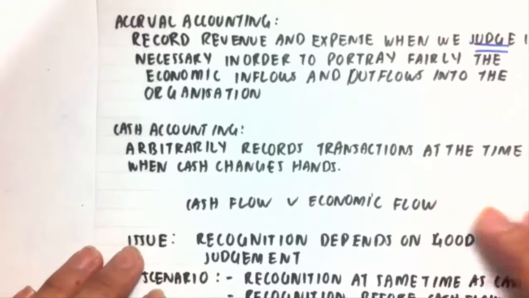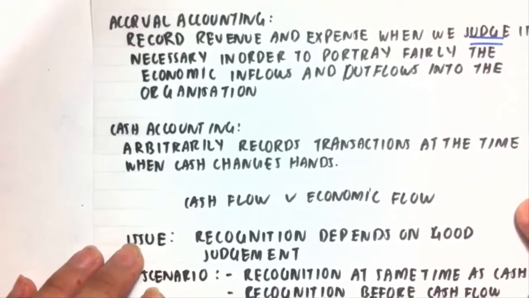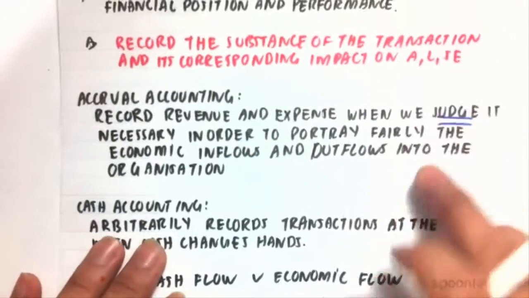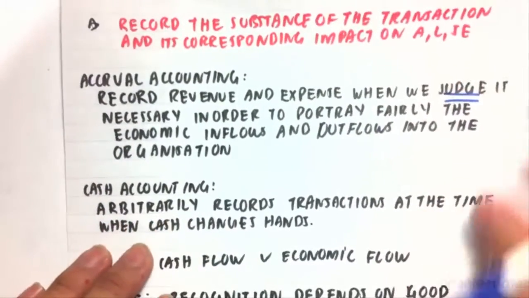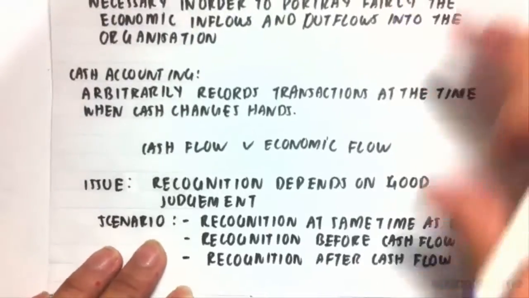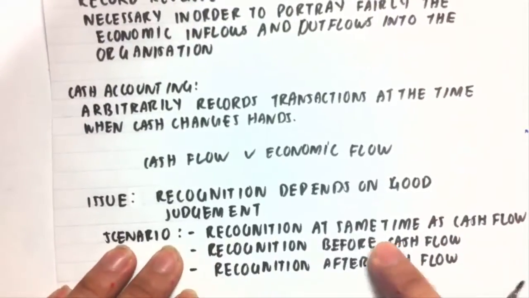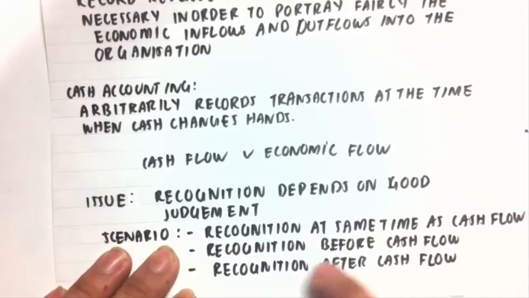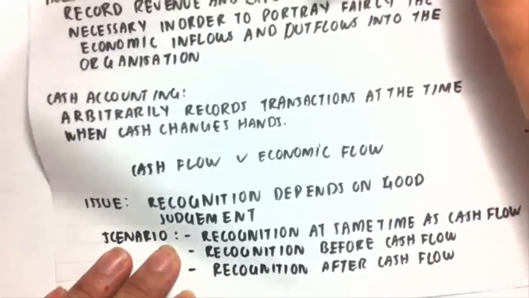So there's an issue if we use accrual accounting, because recognition always depends on good judgment, because we judge when it is necessary. As a result, there are three scenarios. There's recognition of revenue or expenses at the same time as the cash flow. There's recognition of revenue and expense before the cash flow, and then there's also recognition of revenue and expense after the cash flow. So we look at each separate scenario, starting off with number one.